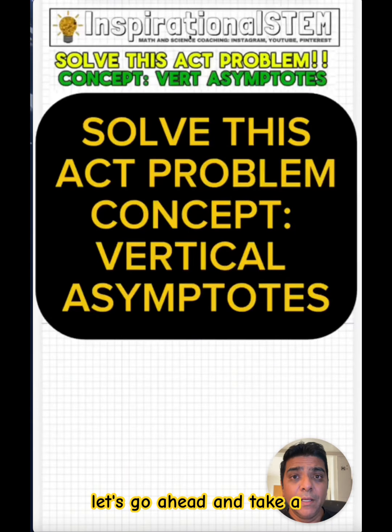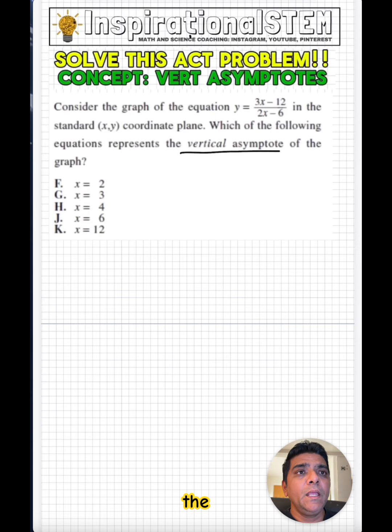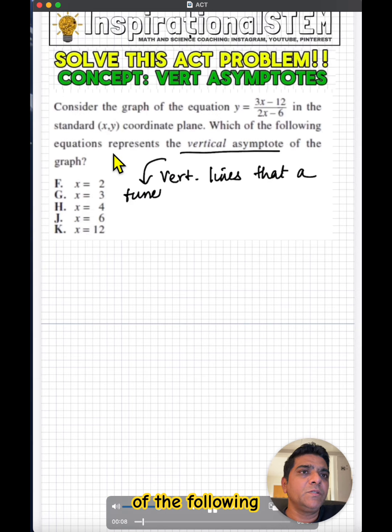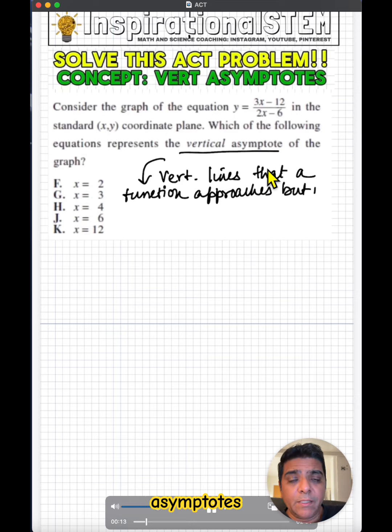My name is Harish. Let's go ahead and take a look at the AC problem today, which has vertical asymptotes. All right, so here we have this particular equation, and we want to find out which of the following equations represents the vertical asymptote. So let's talk about vertical asymptotes for a little bit.